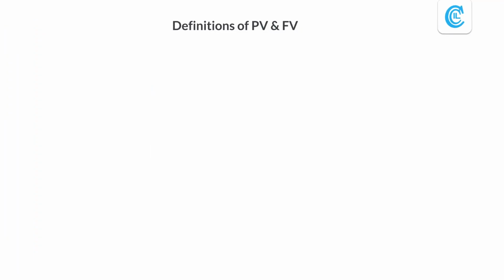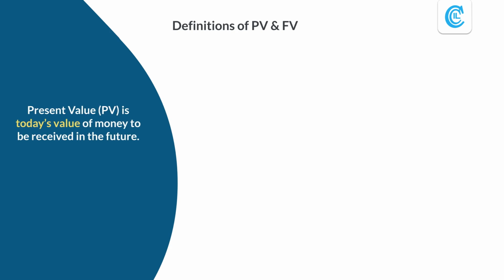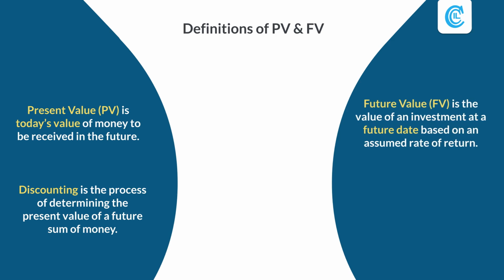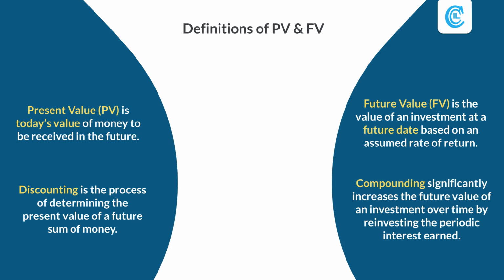This brings us to the key concepts of present value and future value. Present value, or simply PV, is the current worth of an investment that will pay a certain amount of money in the future. Simply put, PV is today's value of an amount of money that will be received in the future. Discounting is the process of determining the present value of a future sum of money. Future value, or FV, on the other hand, is the value of an investment at a certain point in the future. Compounding is the process of growth in the value of the investment on account of the reinvestment of the accumulated interest.